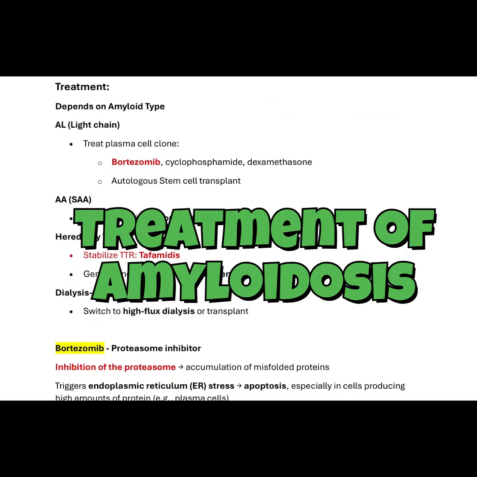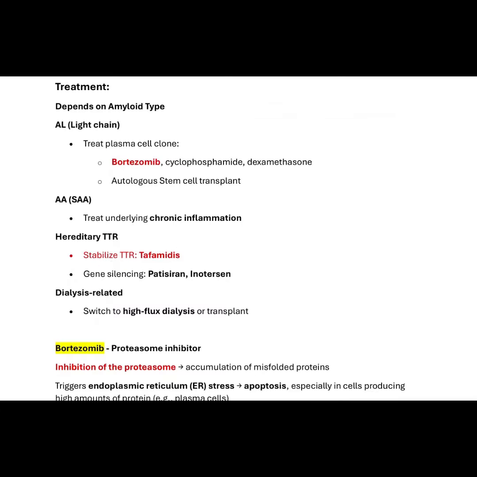Let's talk about treatment for amyloidosis. And as you can expect, the treatment will depend on what type of amyloid, right? So let's start with the light chain amyloidosis. With this, you want to treat the plasma cells, so treat the multiple myeloma, right? And you can also use what we call bortezomib, which we're going to talk about in a second. You can also use cyclophosphamide, dexamethasone, and you can do stem cell transplants.